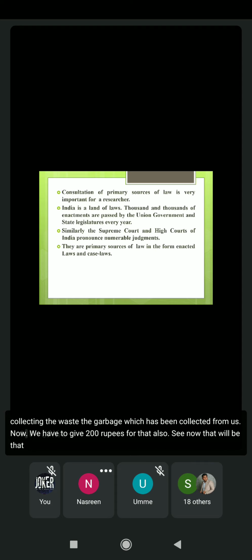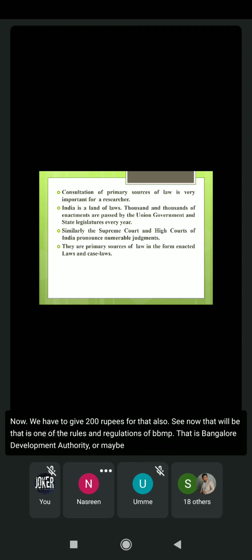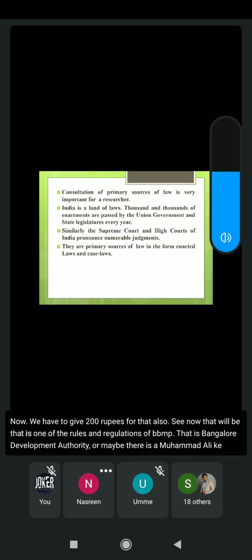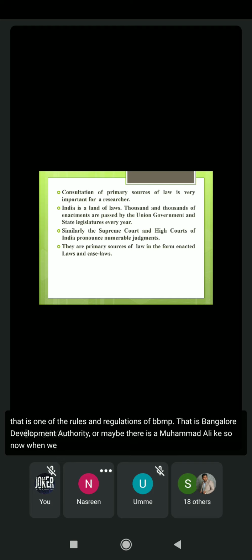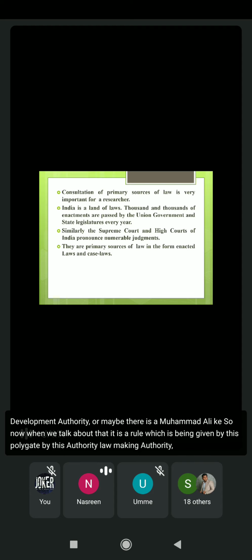See now, that is one of the rules and regulations of BBMP, the Bruhat Bengaluru Mahanagara Palike. It is a rule given by this Palike, this lawmaking authority. Like that we have many enactments and many legislations. Every day new legislations come into effect, which are binding on us.